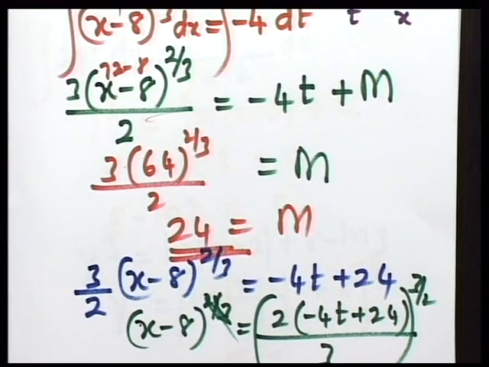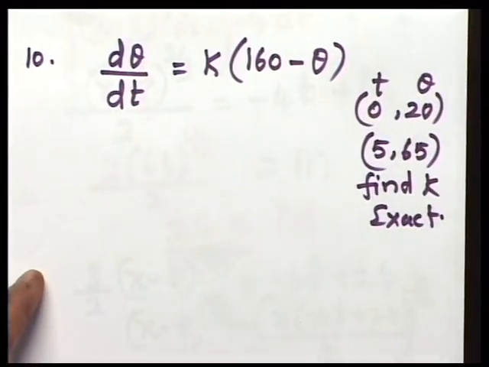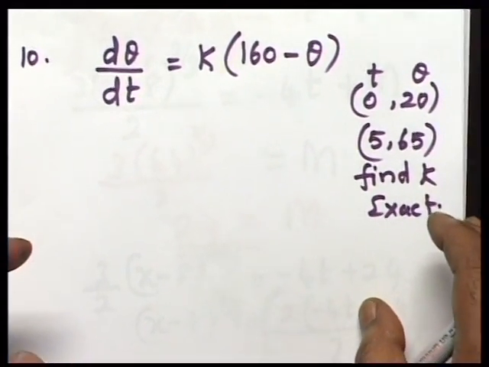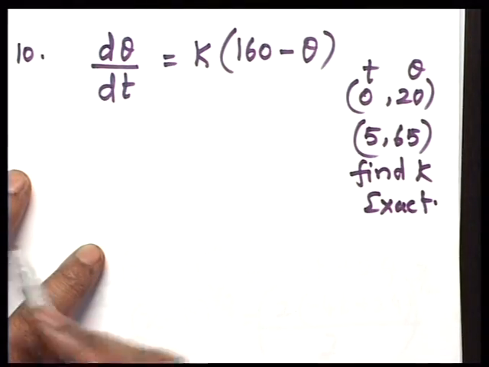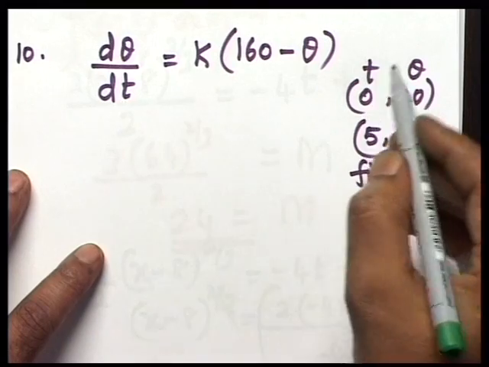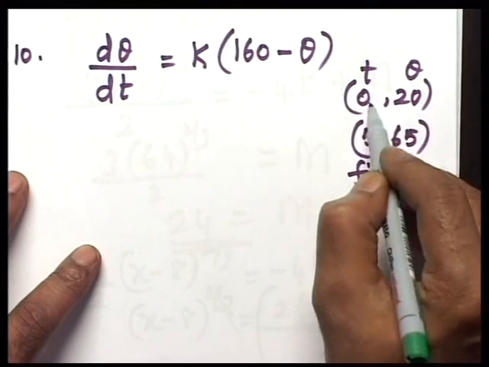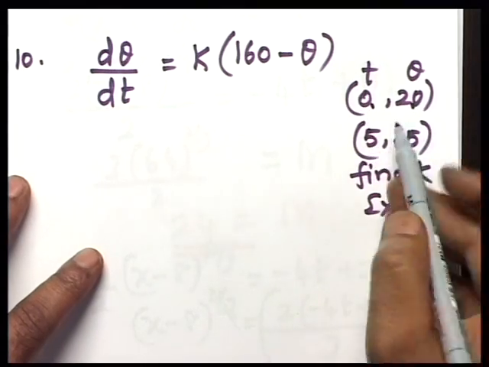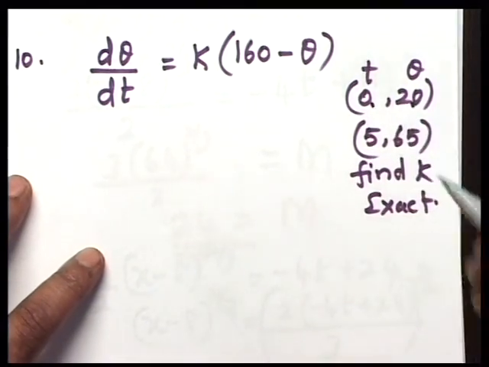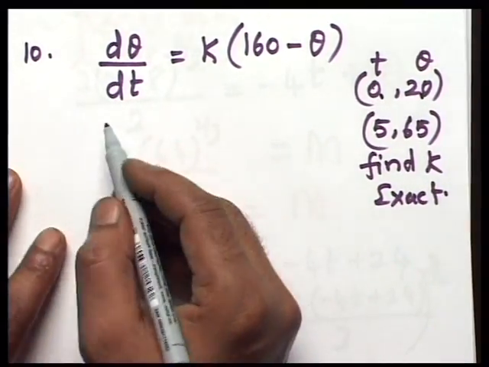There is an interesting question based on Newton's law of cooling. I think it's one of the physics textbook sums. dθ/dt equals k times that. They gave me initial conditions as (0, 20) to find C. Well, there are 2 initial conditions. Let's see why there are 2.